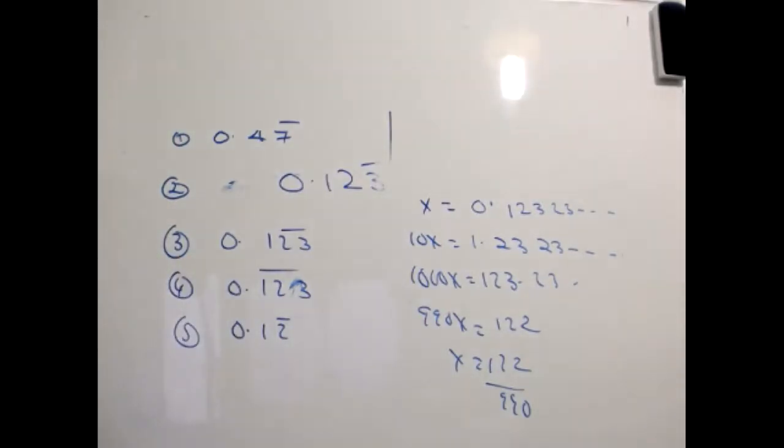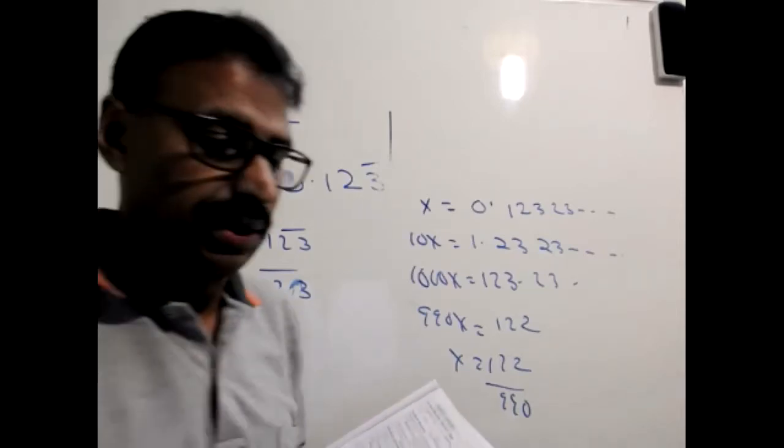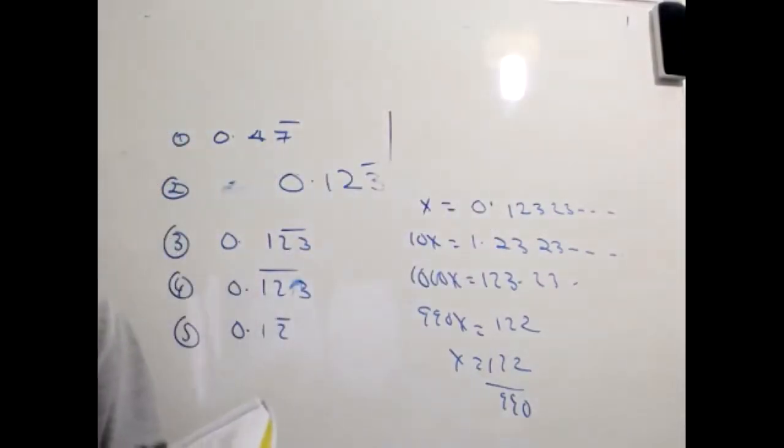What's the answer? 61 by 495, right? 61 divided by 495, correct or no? Okay, I think now this is all easy for you, right? 4 and 5 you got already, right? Okay. So 4 and 5 you completed. So now I just do some questions from the polynomial also.